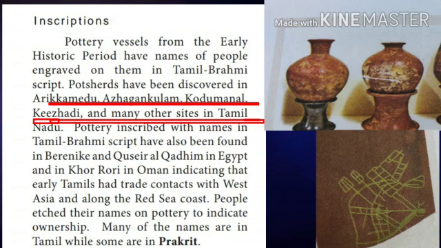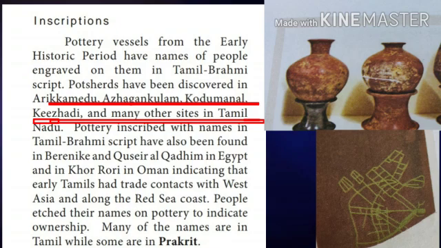Inscription. Pottery vessels from the early historic period have names of people engraved on them in Tamil Brahmi script. These potsherds have been discovered in Arikamedu, Alagankulam, Kodumanal, Keeladi and many other sites in Tamil Nadu. Pottery inscribed with names in Tamil Brahmi script has also been found in Berenike and Quseir al-Qadim in Egypt and in Khor Rori in Oman, indicating that early Tamils had trade contacts with West Asia and along the Red Sea coast. People etched their names on pottery to indicate ownership.